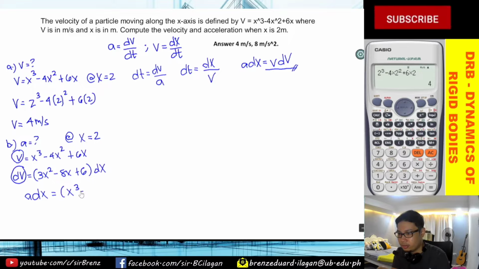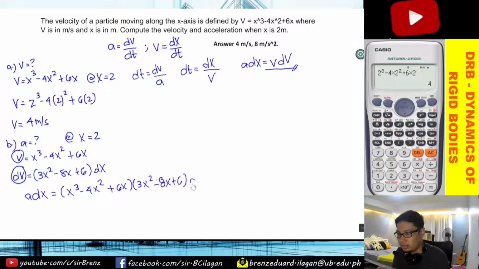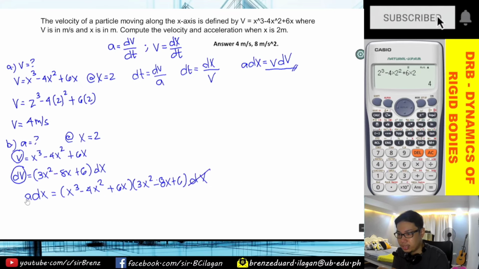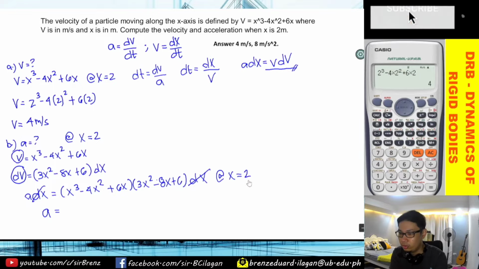So, magiging x cubed minus 4x squared plus 6x. And then, multiply ito na 3x squared minus 8x plus 6 dx. Okay, so, itong dx mo will be cancelled out. So, matitira na lang sa'yo is yung acceleration. Okay, so, try natin. Ayan. So, ito na siya. Ang gagawin natin, ang x natin is papalitan natin ng value ng 2.